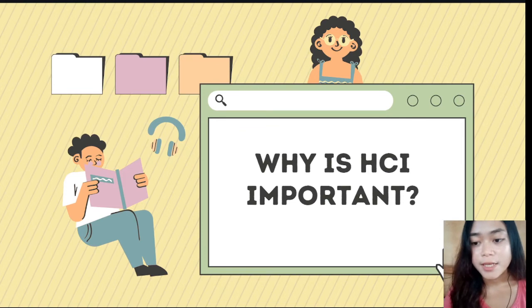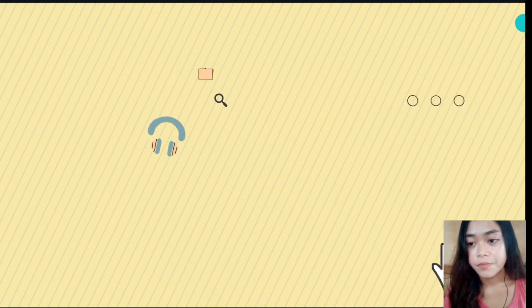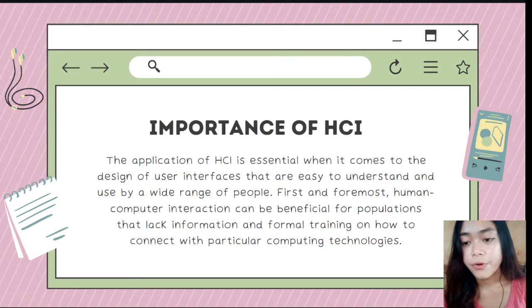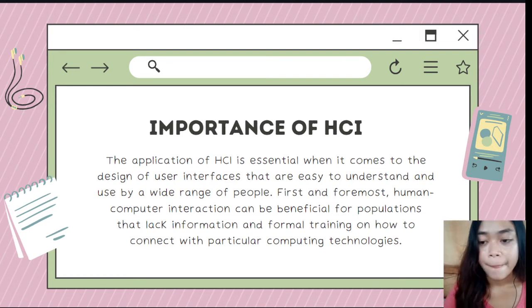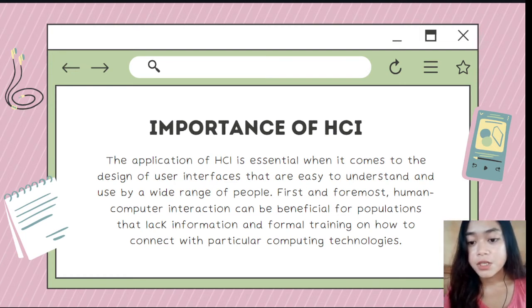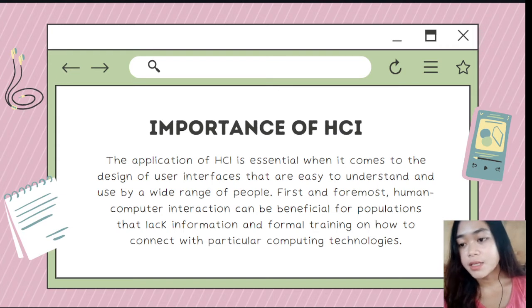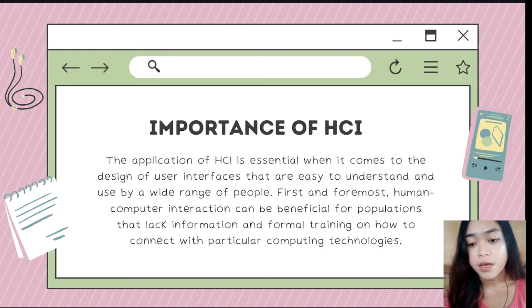So why is HCI important? The importance of HCI. The application of HCI is essential when it comes to the design of user interfaces that are easy to understand and used by a wide range of people.